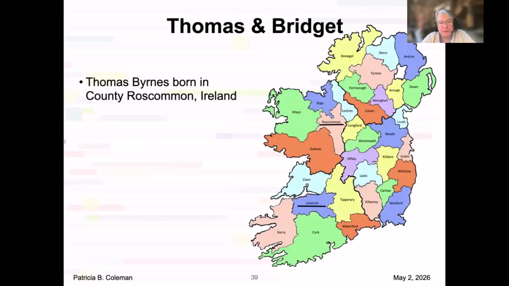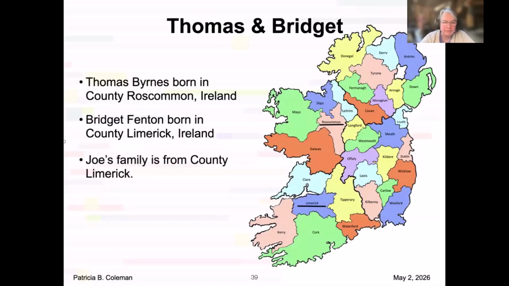So Thomas Burns was born in County Roscommon, and on the map, I've underlined Roscommon. It's up here. And Bridget was born in County Limerick, and that's down here. They met and married in the United States. And I've messaged with Joe a lot over the years, and his family is from County Limerick. So that tells us that that segment had to come from Bridget's side of the family. And that's one of the ways that I can sort which is which.